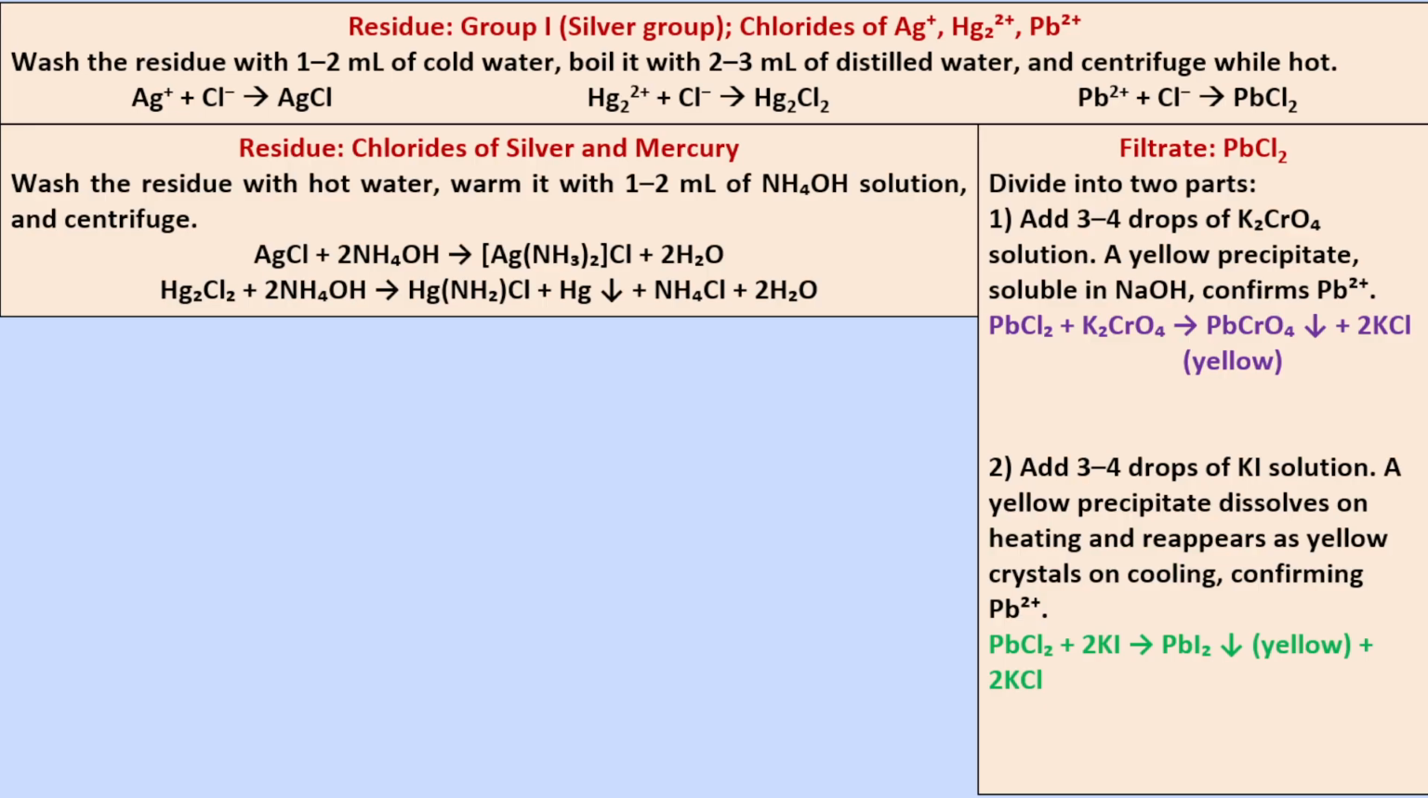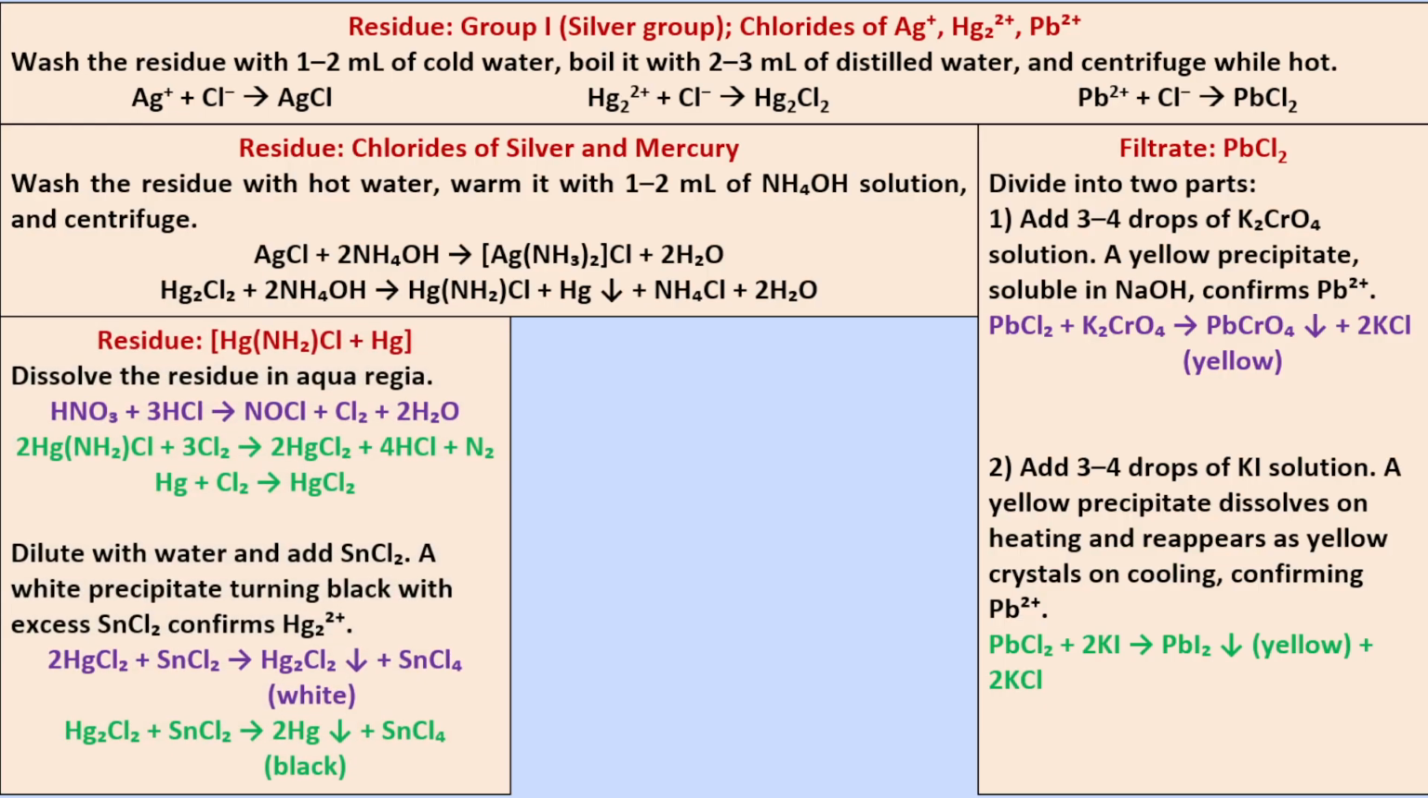The residue is washed with hot water and treated with 1 or 2 ml of ammonium hydroxide solution. After warming, gentle centrifugation is carried out again. In this process, silver forms a soluble ammoniacal complex and separates into the filtrate, whereas mercury forms an insoluble black precipitate of a mixture of ammoniacal complex and elemental mercury, which remains as residue.